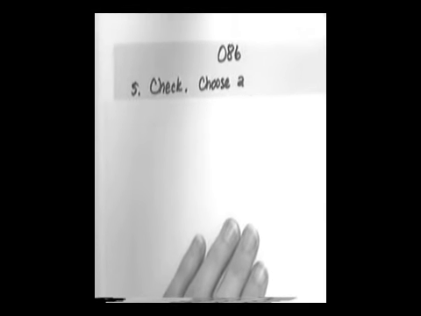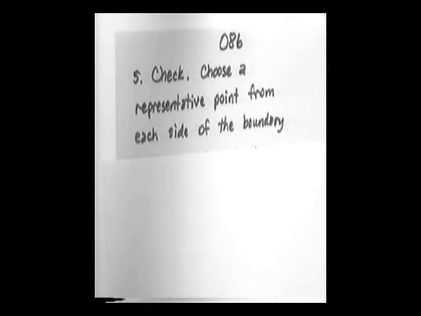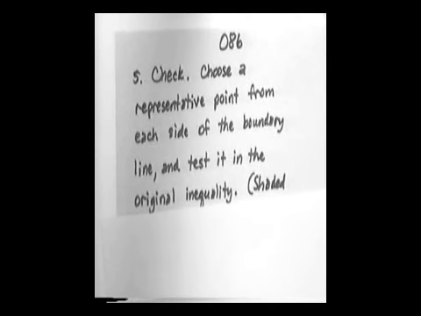One more step. Step 5 is check. All we're checking here is whether we shaded the correct side. Choose a representative point from each side of the boundary line and test it in the original inequality.